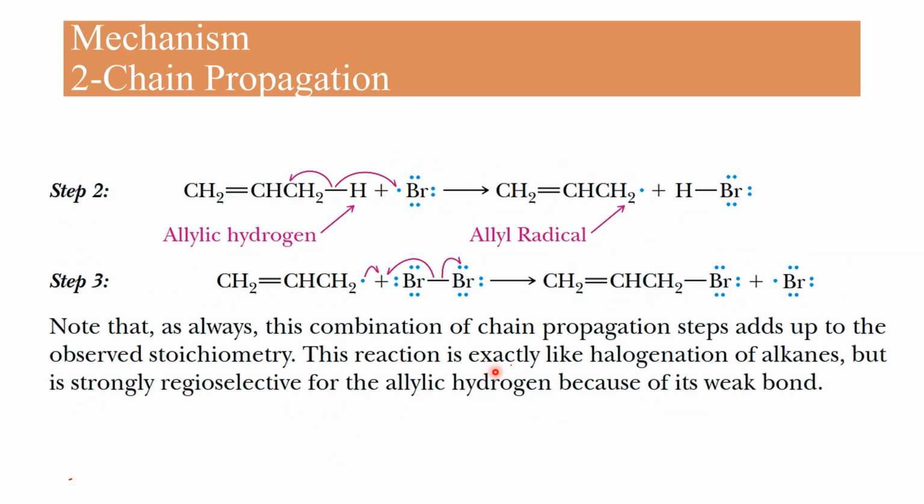This reaction is exactly like halogenation of alkenes, but is strongly regioselective for allylic hydrogen because of its weak bond, right? We have established that the allylic carbon-hydrogen bond is weaker as compared to the vinylic C-H bond, right? So that's why this propagates in a way that whenever an allylic radical is formed, right? And it also depends on being very controlled, because NBS is a source which is providing the Br very slowly.